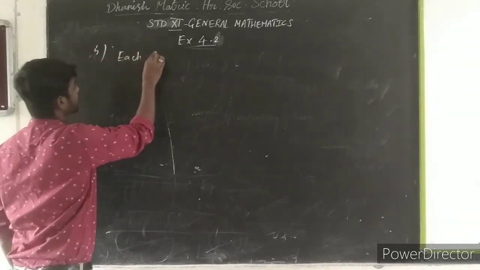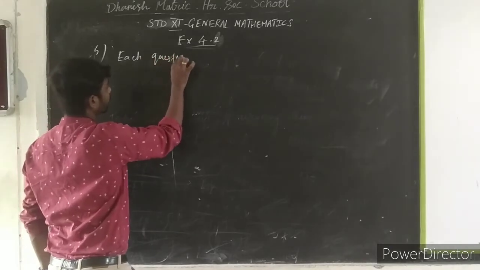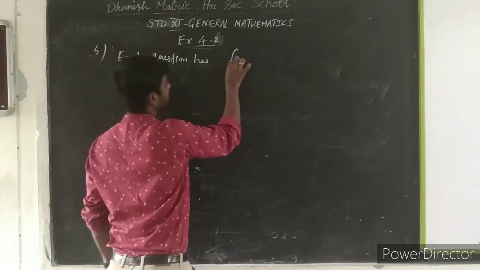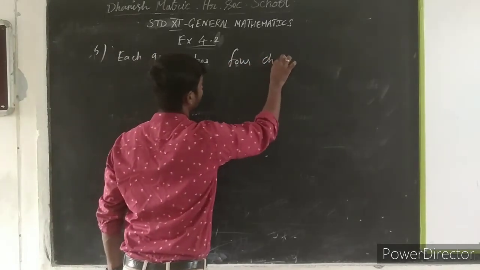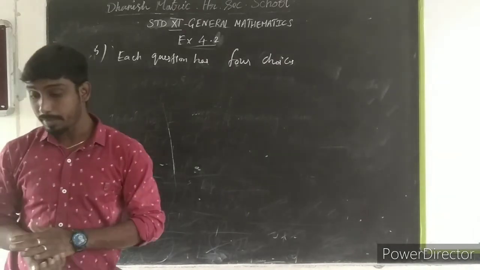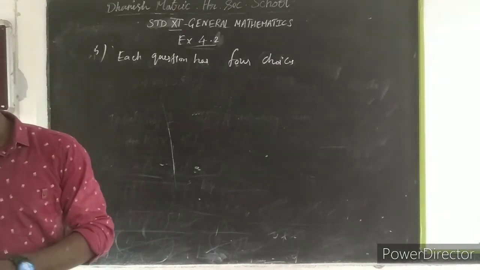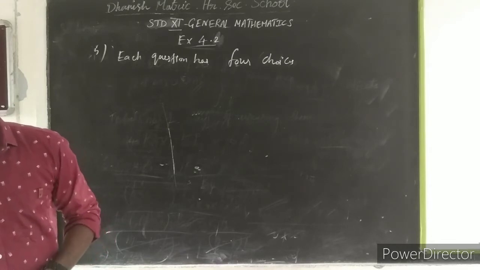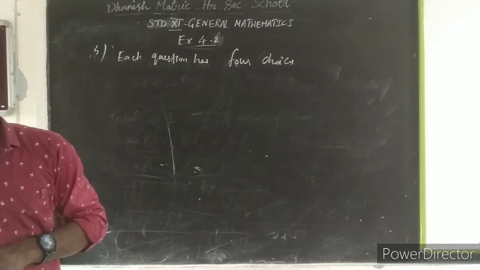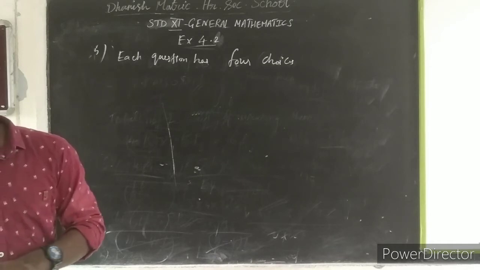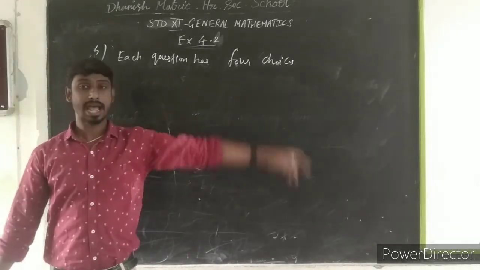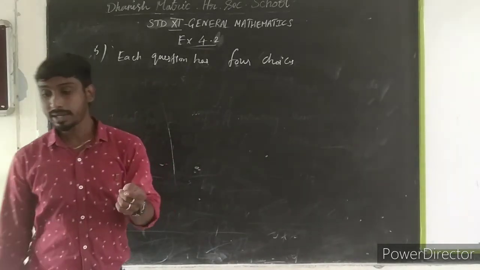Each question has 4 choices. So what is the question given here? A test consists of 10 multiple choice questions. In how many ways can the test be answered? Each question has 4 choices, since each question can be answered in 4 ways.